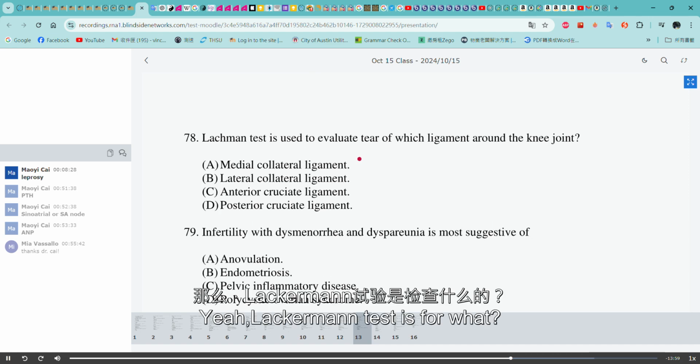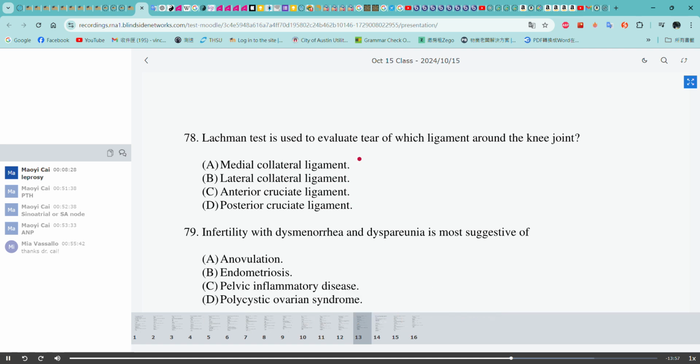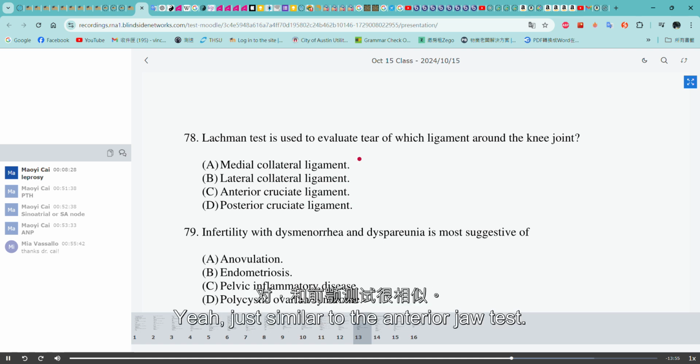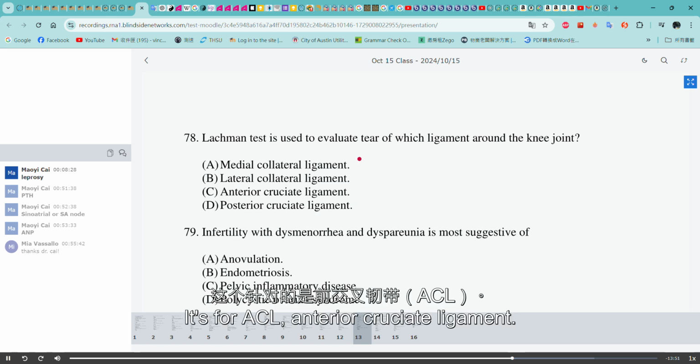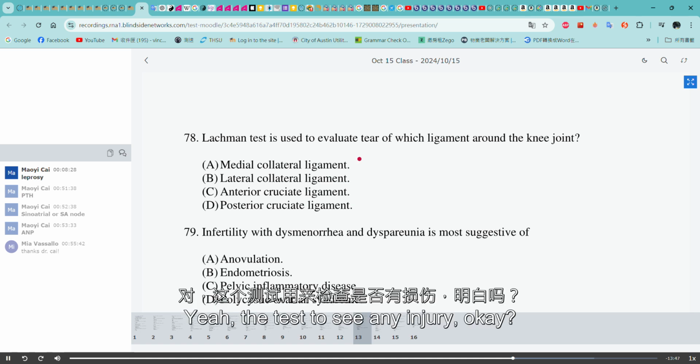78, Lachman test. Yeah, Lachman test is for what? For ACL. Yeah, just similar to the anterior drawer test. We'll talk about that. It's for ACL, anterior cruciate ligament. Yeah, the test to see any injury, okay? C.